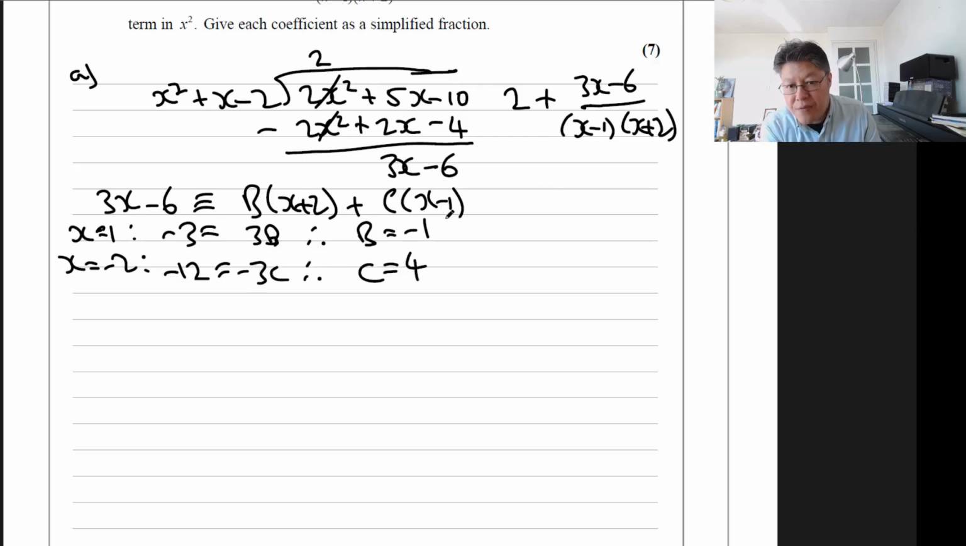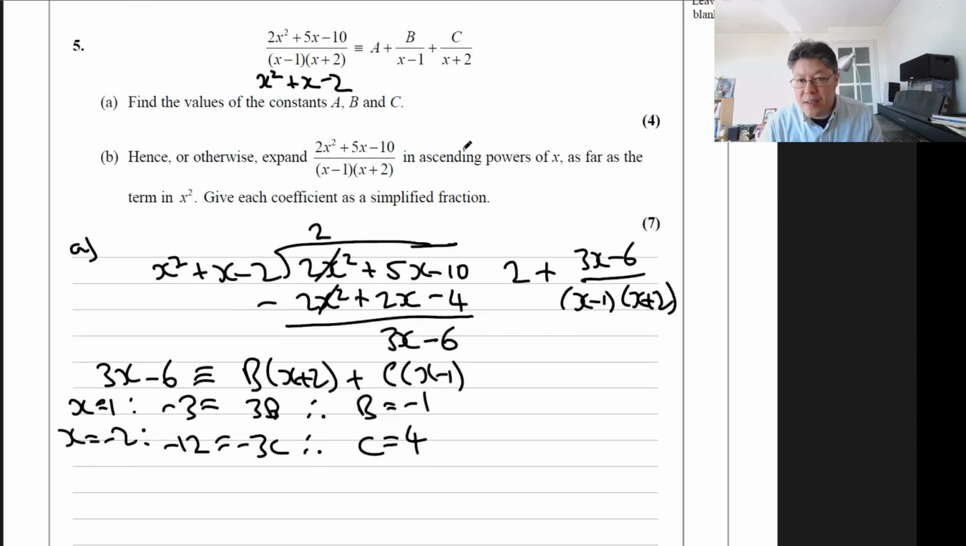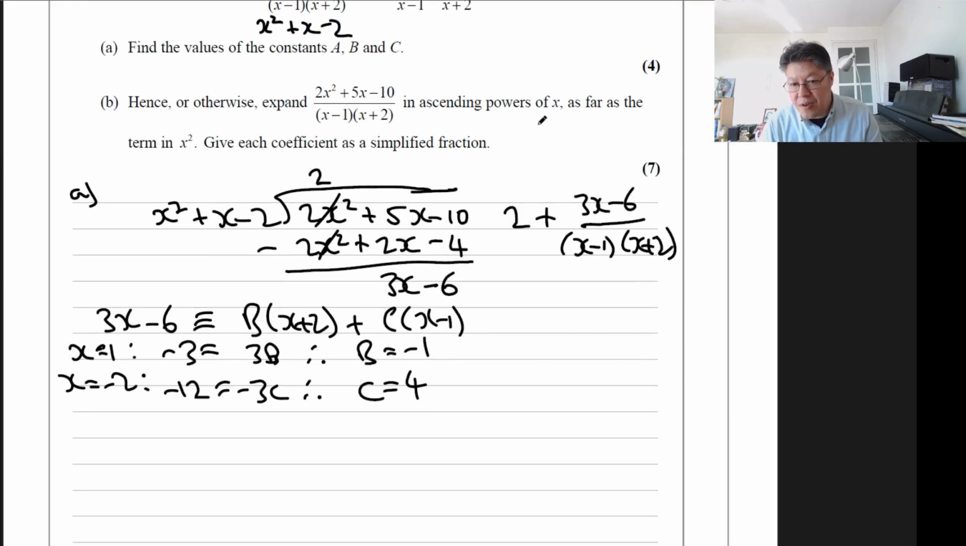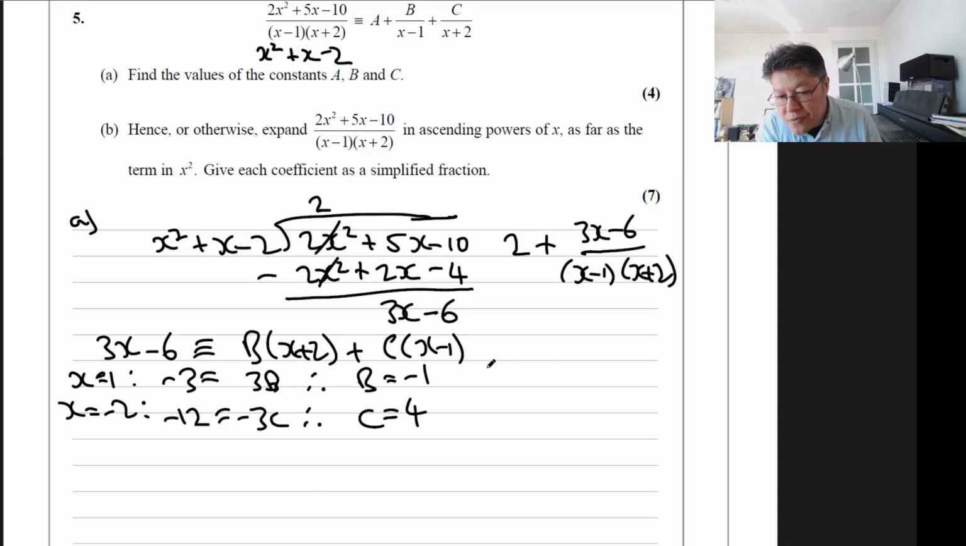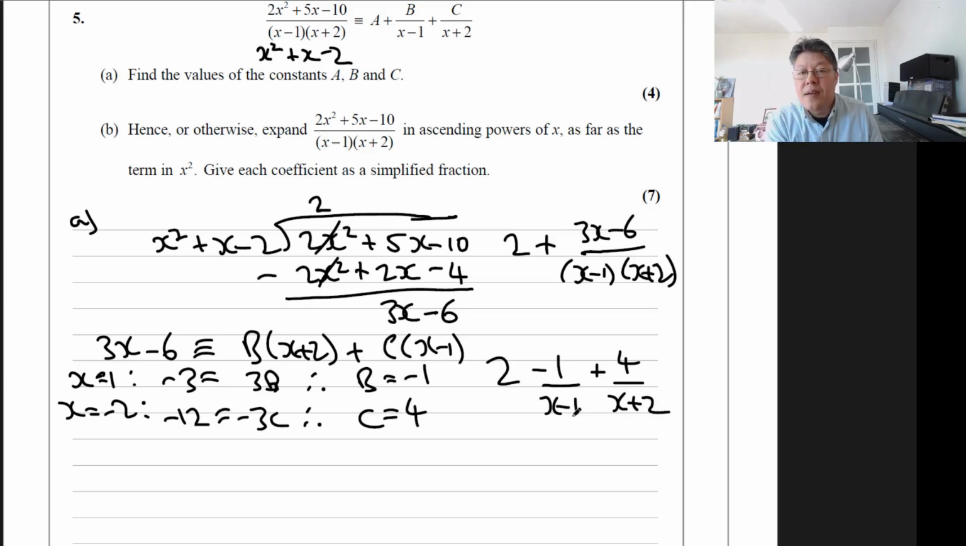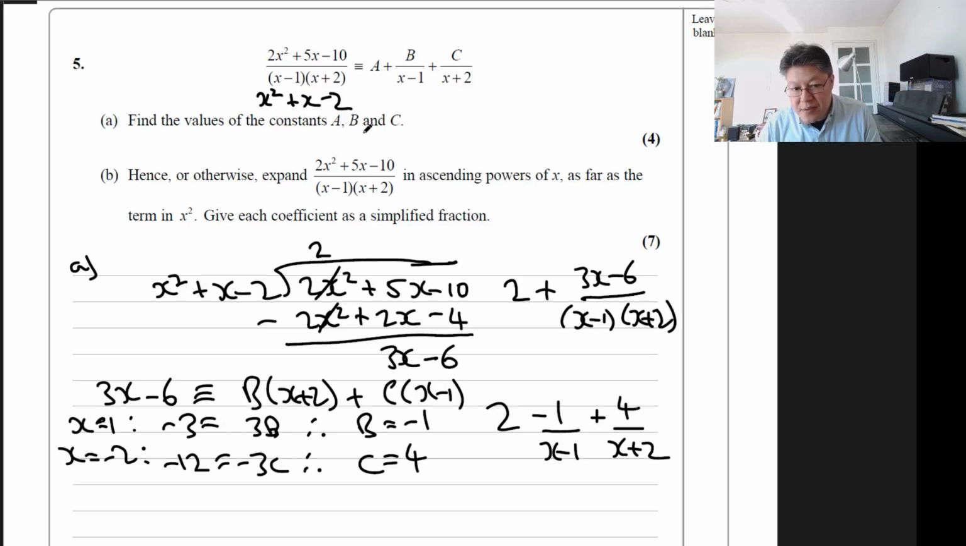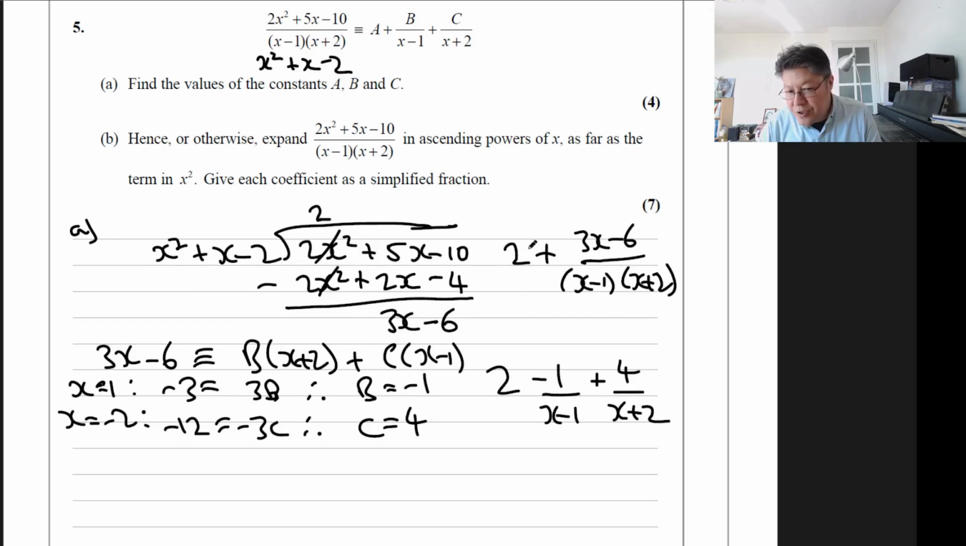So we now have B and C. We can now write out what we've got so far. We have 2, and then it's minus 1 over x − 1, and then plus 4 over x + 2. So this is part A. We've found A, B, and C. I didn't actually write that A was 2, so we better write that just underneath.